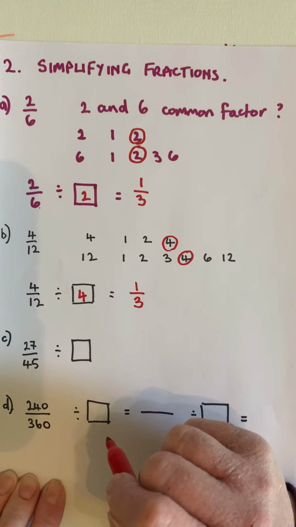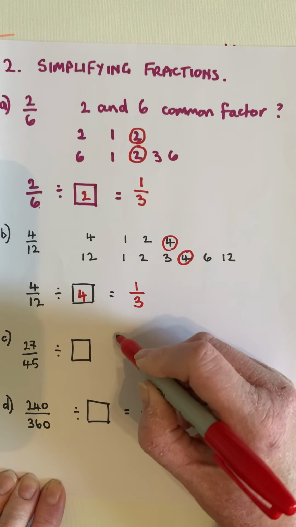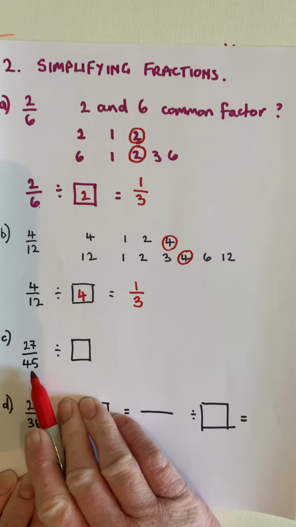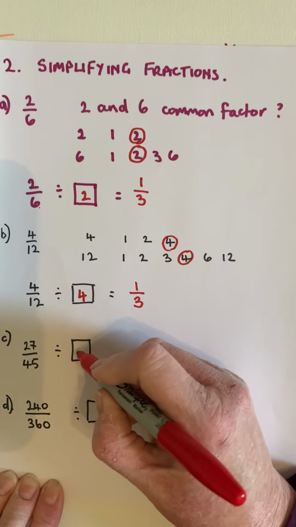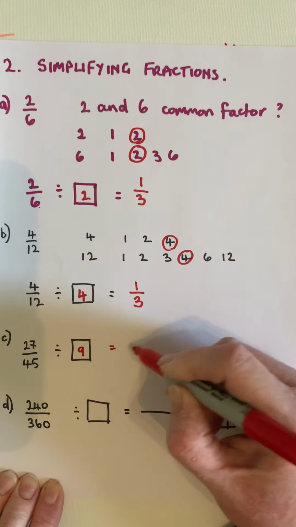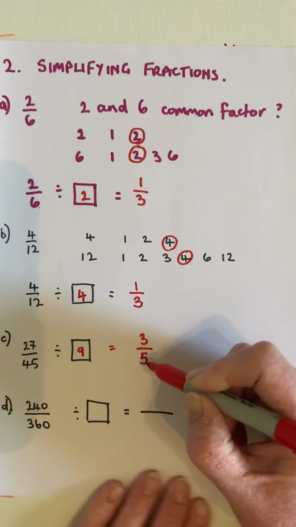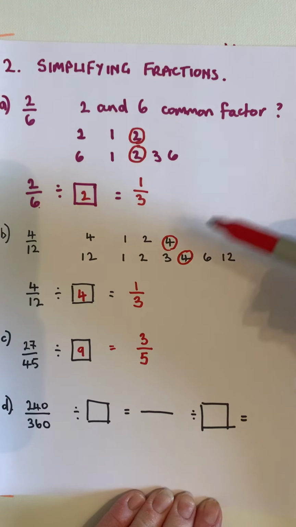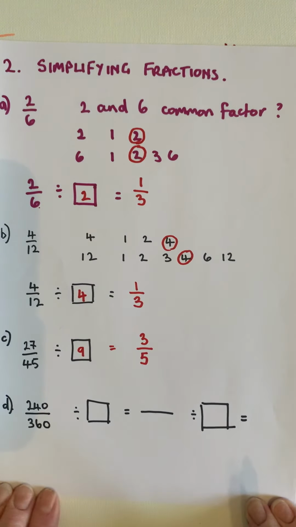Next question, 27/45ths. So the factors of 27, you could list them all out, but I would hope you'd recognise these from the 9 times tables and start with that. So I'm going to divide top and bottom by 9. 27 divided by 9 is 3. 45 divided by 9 is 5. Now 3 and 5 have no common factors apart from 1. So we cannot take this any further. We cannot simplify it. That's your final answer.